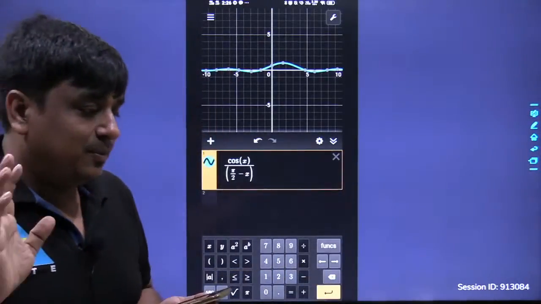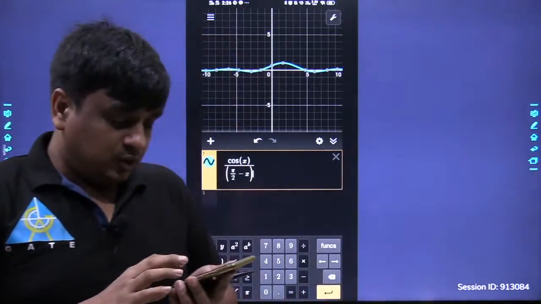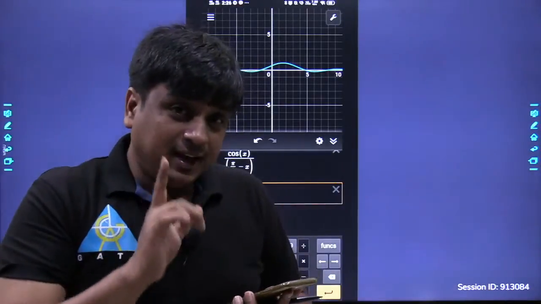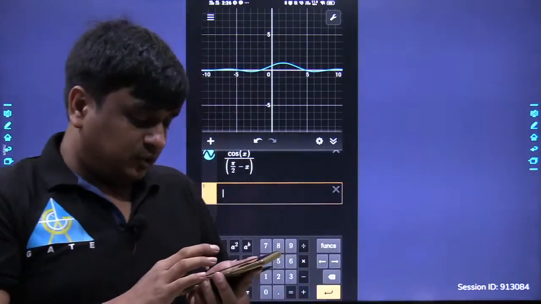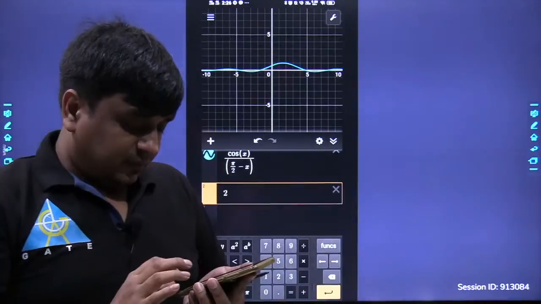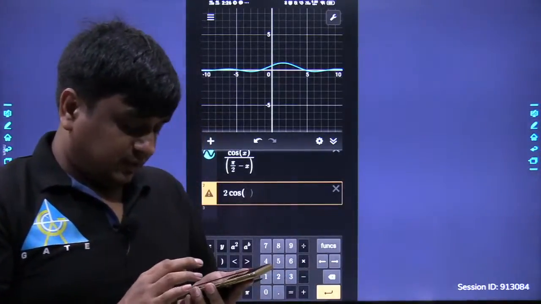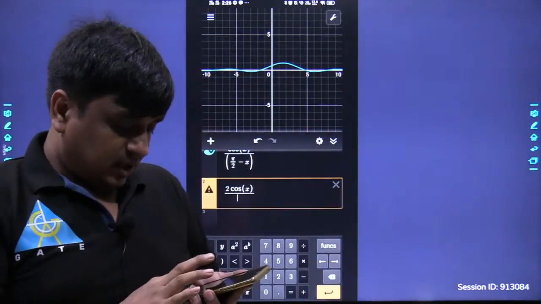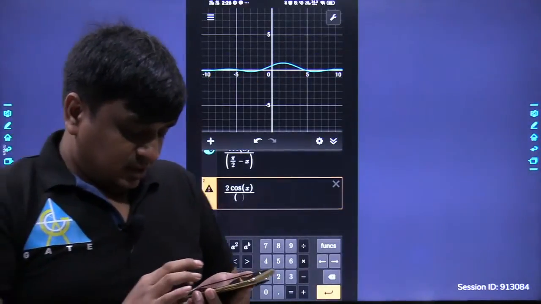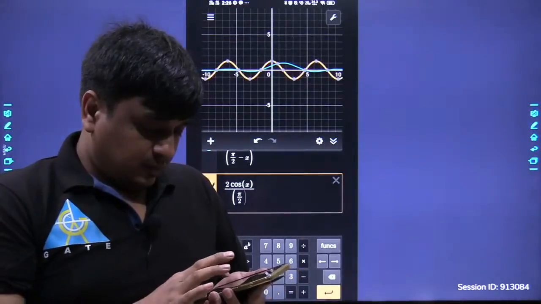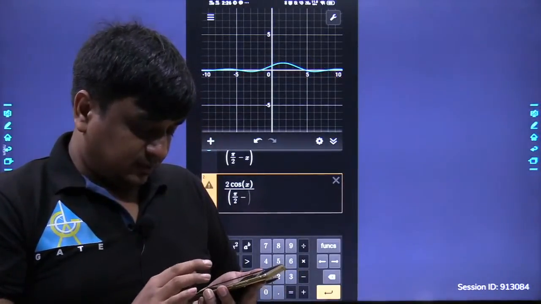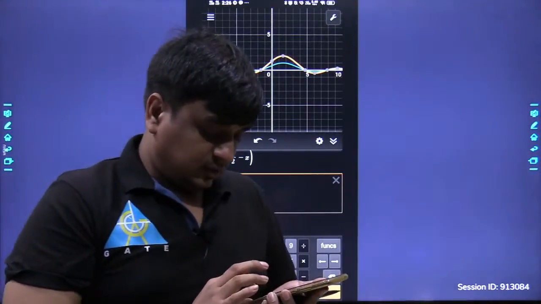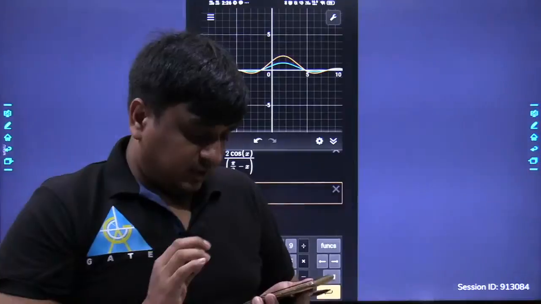Now what I am going to do in the next step, let's take the value of lambda as 2. So if I take lambda as 2, the function becomes 2 times cos of x, which is getting divided by again pi by 2 minus x. Yes, so we have drawn this.